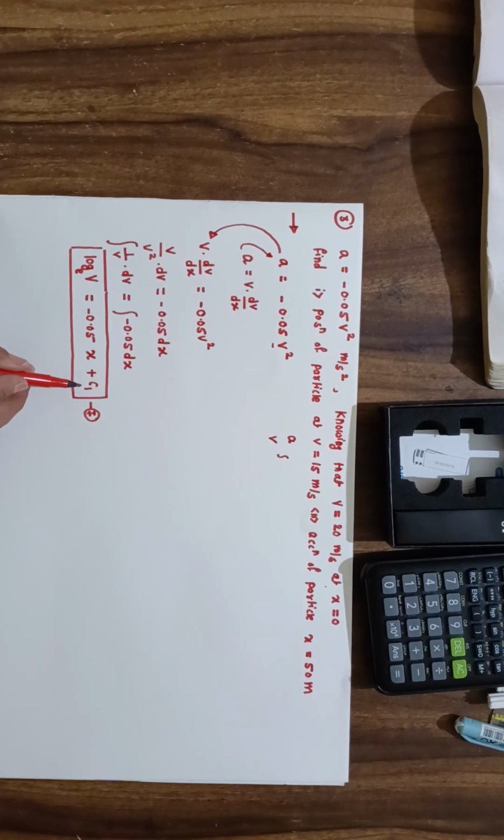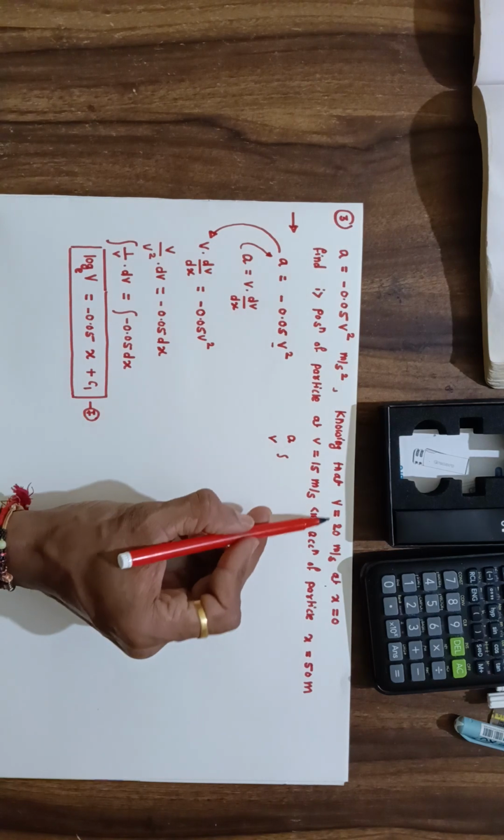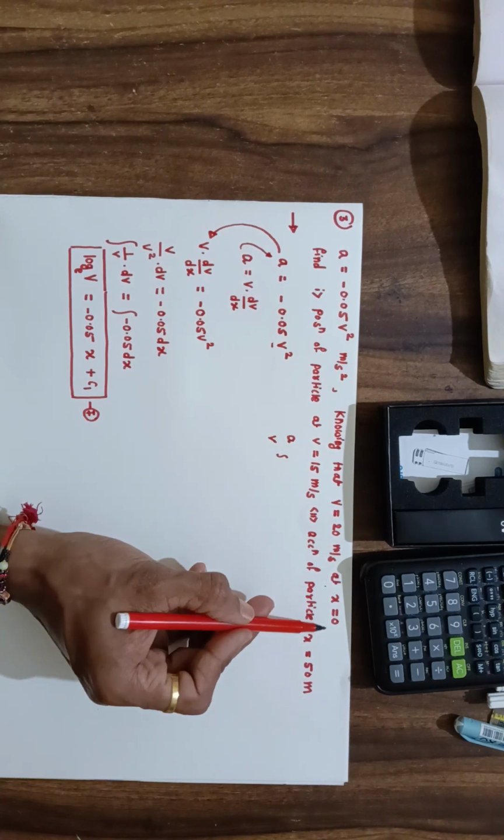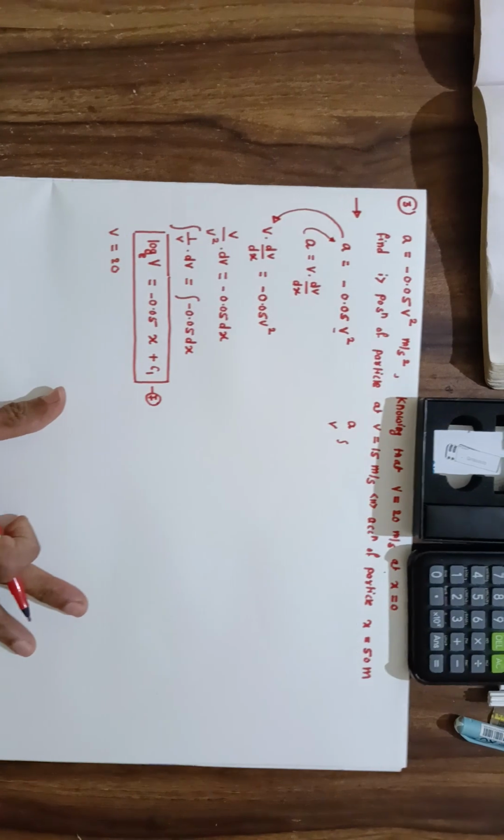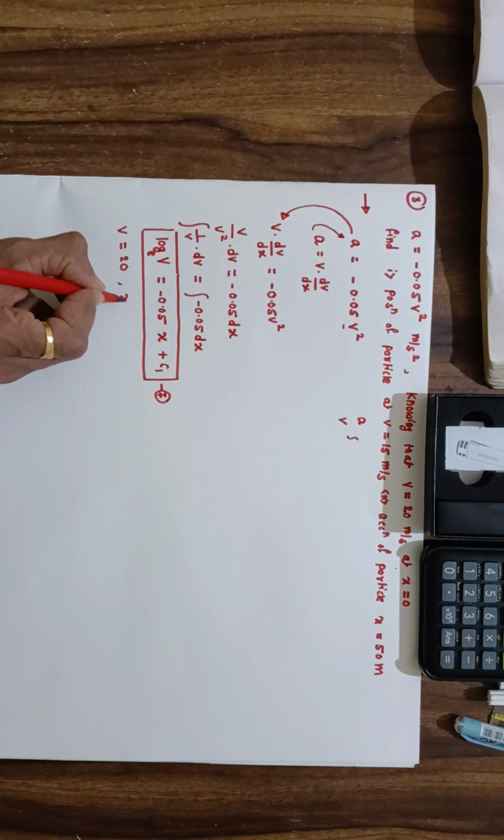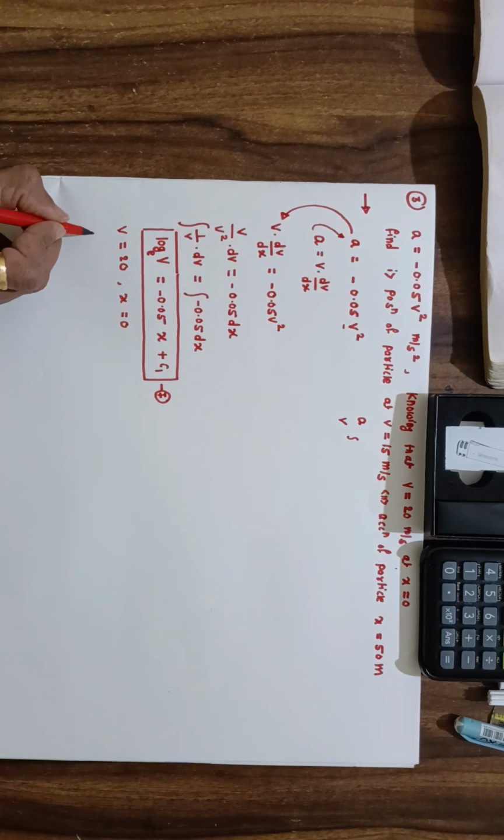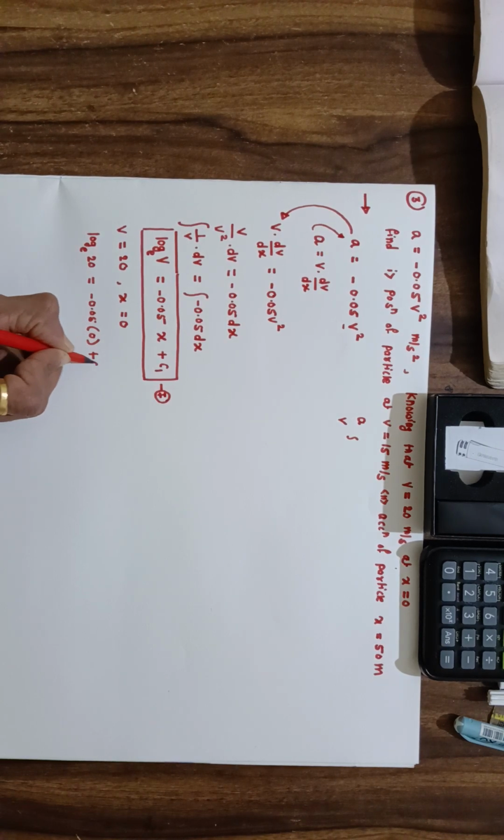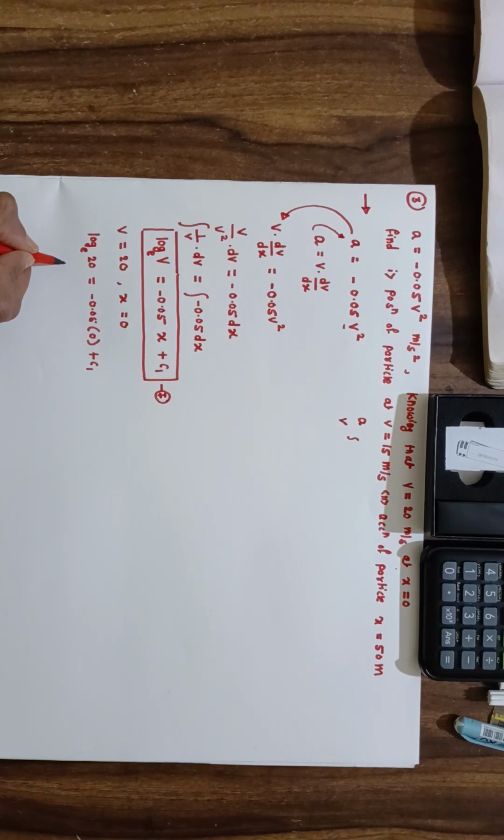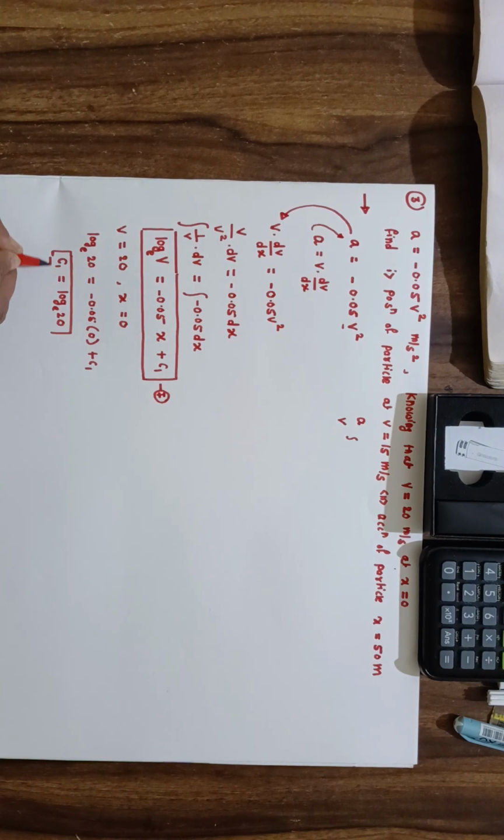Now here we have to find out this constant c1. Okay, for that one condition is already given, v equal to 20, x equal to 0. So right here v equal to 20 and x equal to 0. Okay, so put the value, this is log to the base e of 20, this is equal to minus 0.05 times x value 0 plus c1. Okay, so the value of c1 becomes log 20.